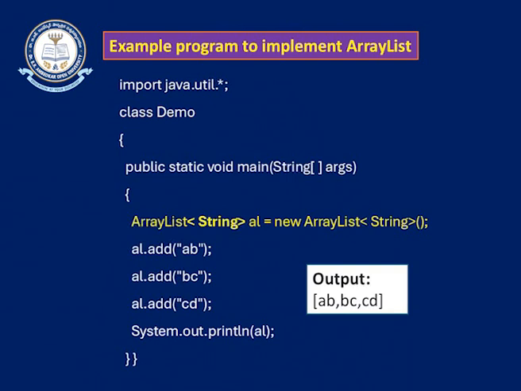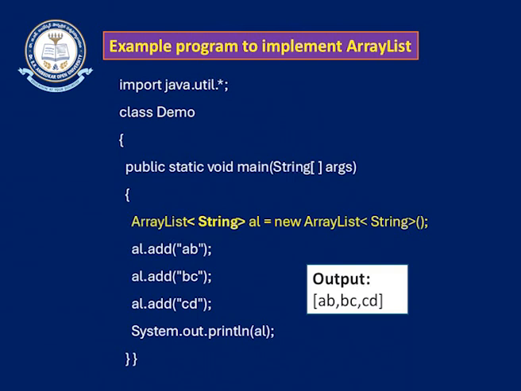After that, I want to add a second element also, al.add, and you can write any string, BC. You can add any string, not only AB, BC, you can add any name. Suppose you want to add a third element also, it is the same thing: object name dot, call the method add, and within the parentheses, within the double quotation marks, you must write the value of the string. So, in this example, I add 3 string values.